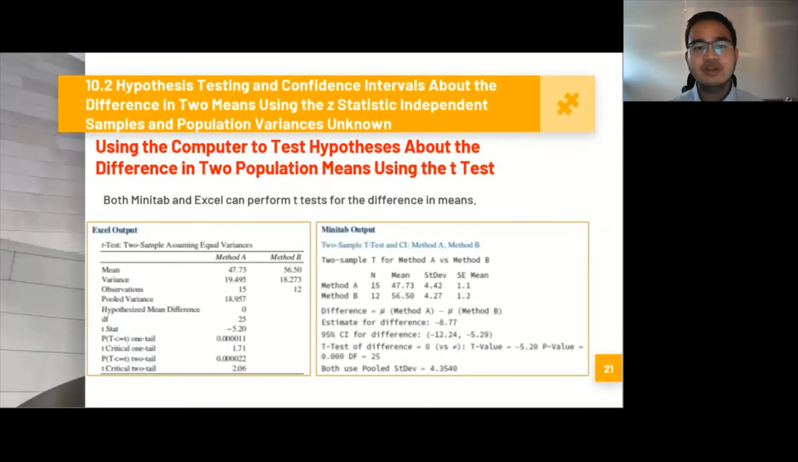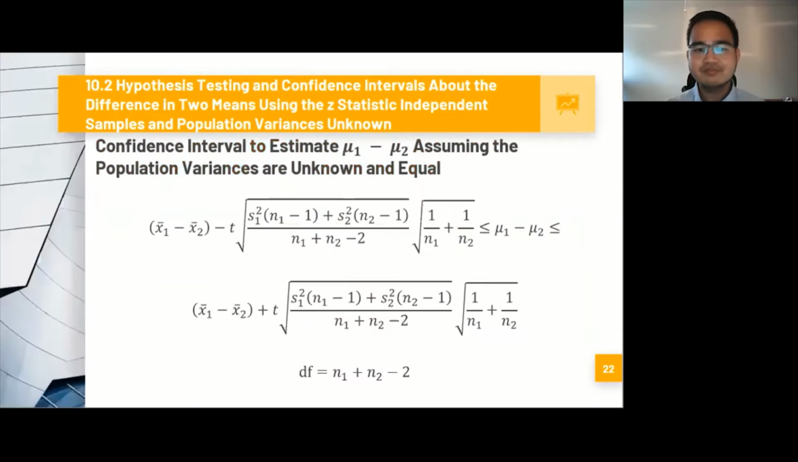The next slide would be on using the computer to test hypotheses about the difference in two population means using the t-test. But since we have already learned how to manually compute it, I will just send you a link for videos and readings on how to calculate or use the computer to test hypotheses.